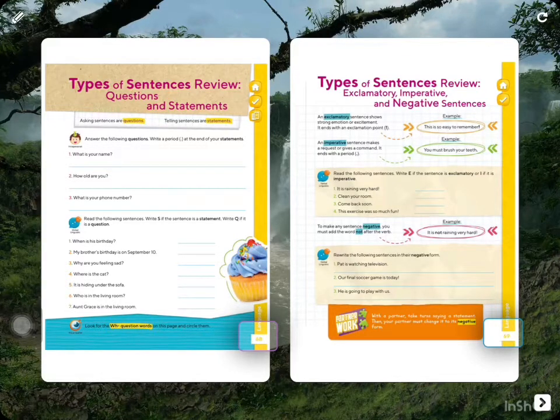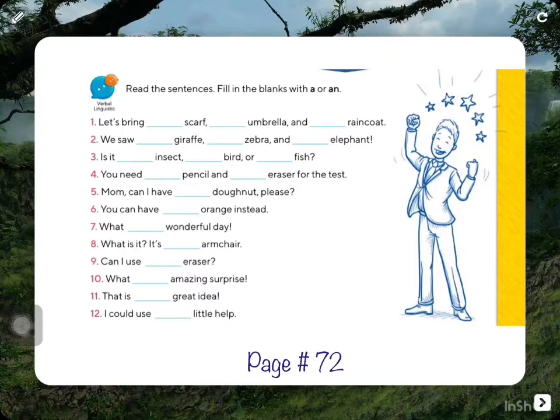Now, the first part of instruction says, read the following sentences. Write E if the sentence is exclamatory, or I if it is imperative. And at the bottom of the page for the last 3 exercises, the instruction says to rewrite the following sentences in their negative form. Now for page 72, the instruction says that you have to read the sentences and fill in the blanks with a or an. You can go over this video to remember when to use a or an.